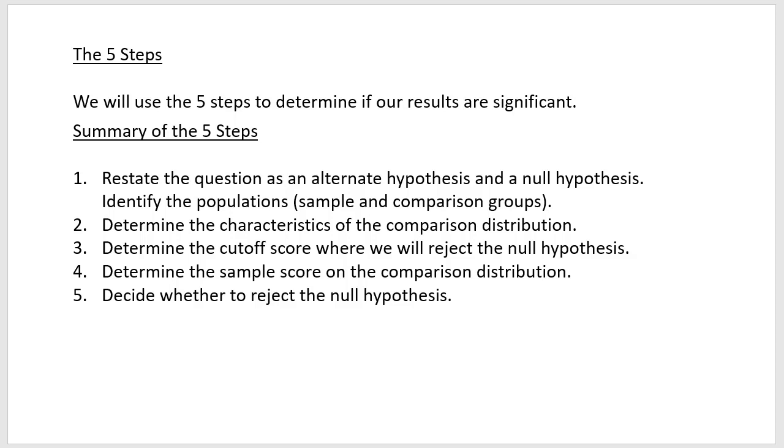And in that case, we will reject or fail to reject the null hypothesis. Again, we'll get into that a little bit later. Step 4 is to determine the sample's score on the comparison distribution. Once we develop the comparison distribution and find the score that we're going to use to cut off our result, we need to find what our sample score looks like on the comparison distribution. And again, we're using z-scores for that. Then the last step is to determine whether to reject the null hypothesis or not.